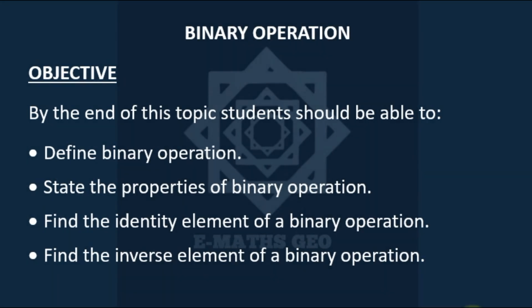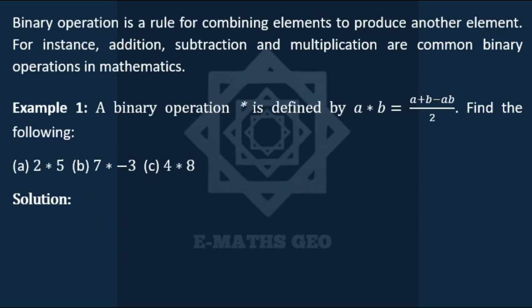Okay, now let's look at the definition. Binary operation is a rule for combining elements to produce another element. For instance, addition, subtraction, multiplication are common binary operations in mathematics. So we normally combine numbers using addition, multiplication, division. But in this case, we are going to be looking at different operations now.